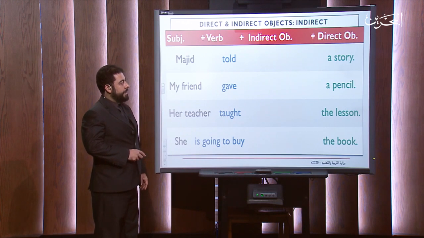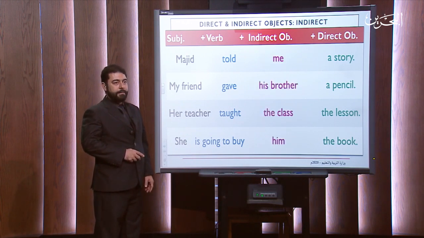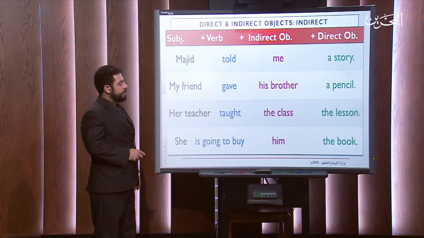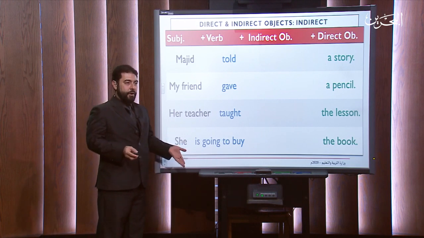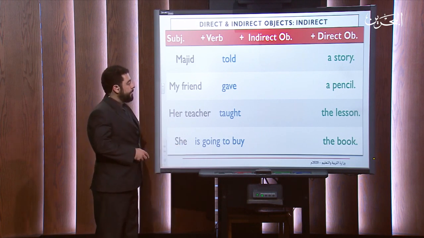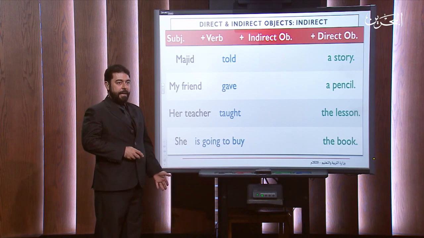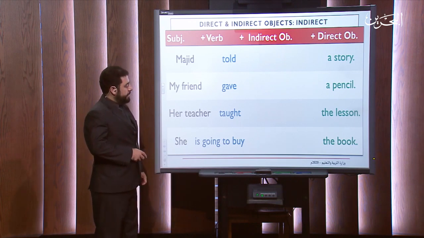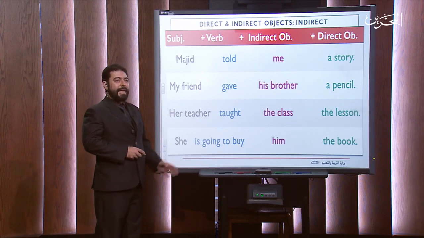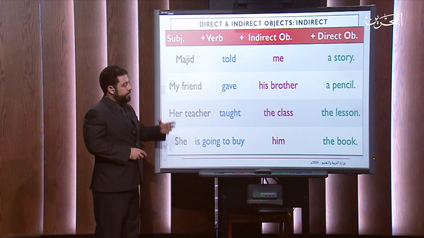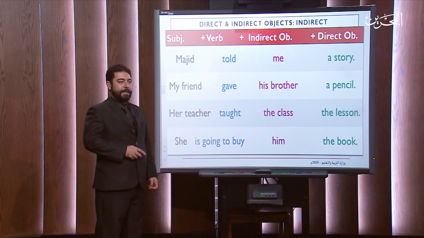If I remove the indirect object like this, you see that these sentences are perfectly fine. Let me read them. Majid told a story. We just have one object, which is direct. My friend gave a pencil. Her teacher taught the lesson. She's going to buy the book. But we add the indirect object to further explain the sentence.